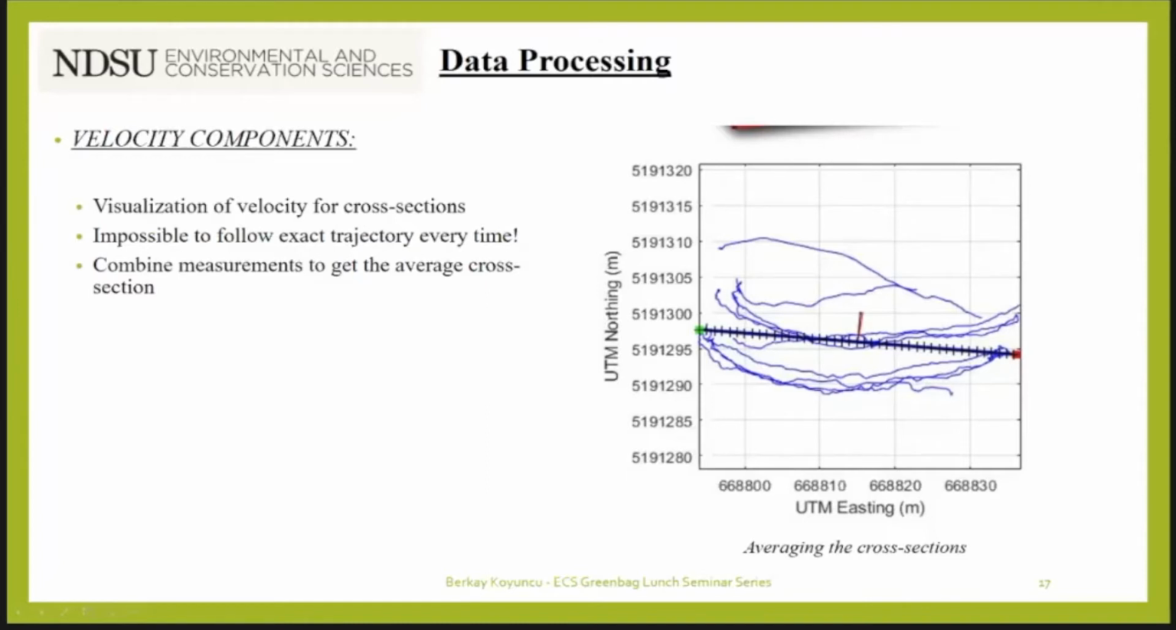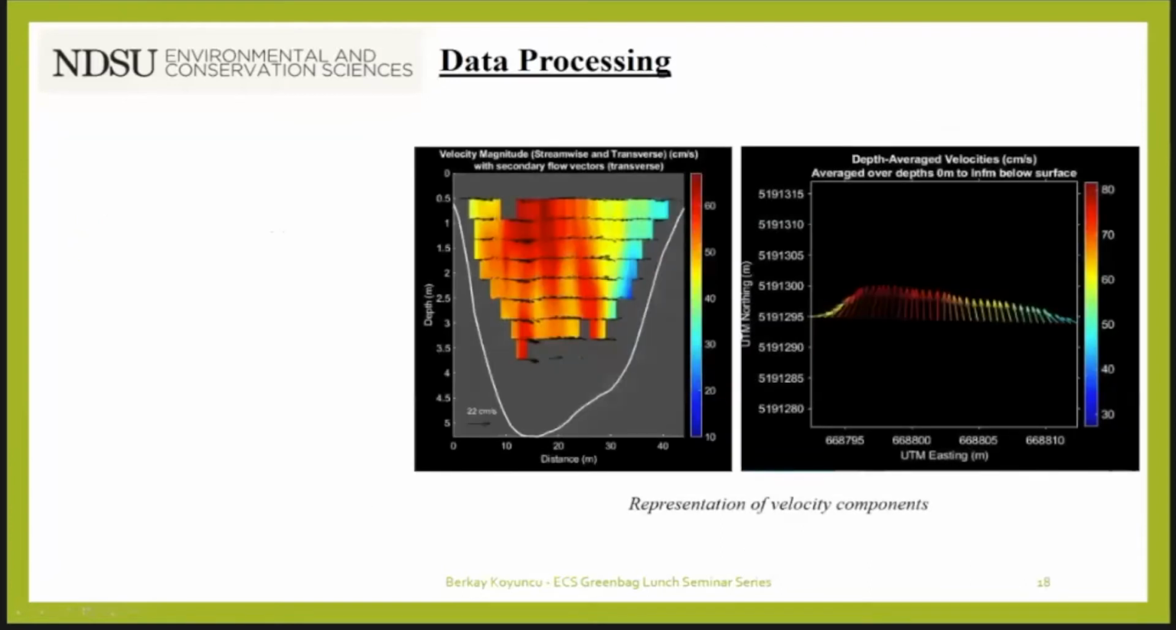This software's name is Velocity Mapping Toolbox from USGS, and we're using it to represent velocity distribution when we have a cross-sectional measurement. You can see one example in here. This is the bridge location that I have shown, and this is the depth average velocity at the right-hand side, and you can see the maximum velocity closer to the outer bank.